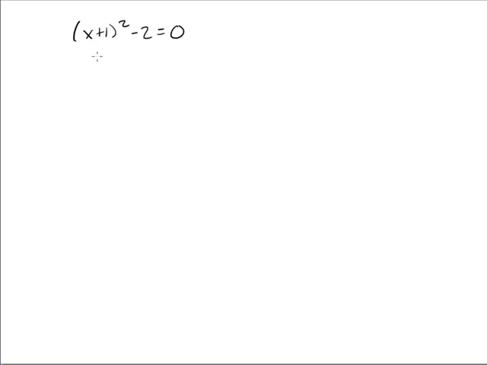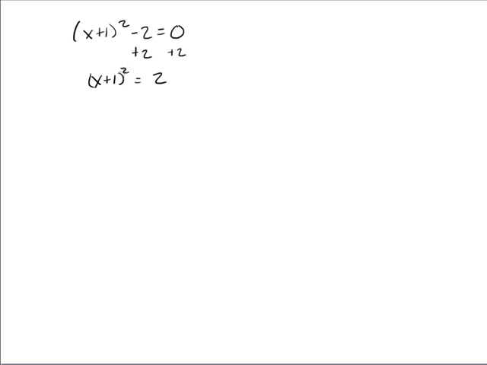Let's use the same idea that we did before and try to get x by itself. The first thing we have to do here is to add 2 to both sides. We always need to do the addition or subtraction before we take care of the exponential there, or the exponent. So here we've got x plus 1 squared equals 2.